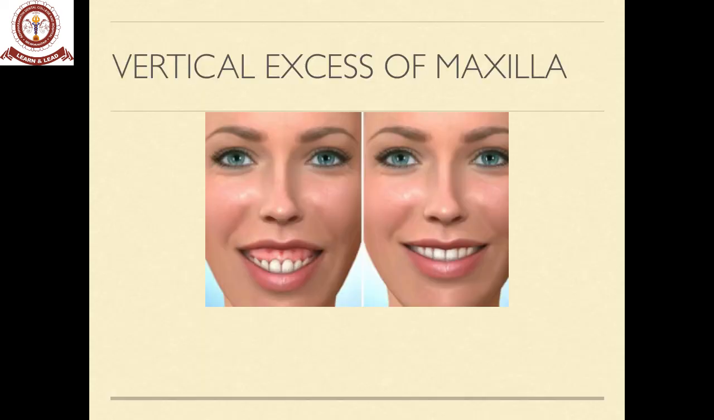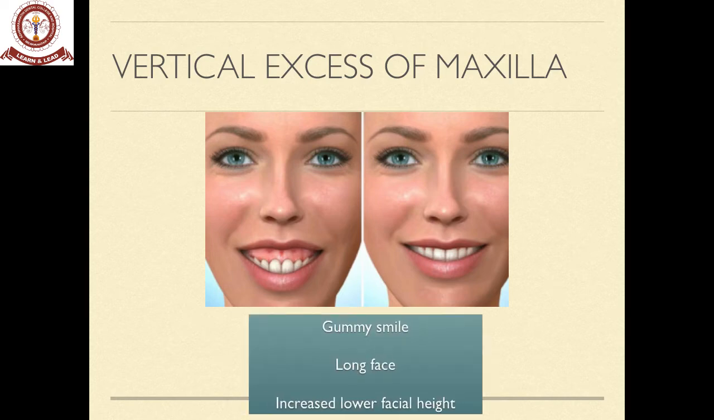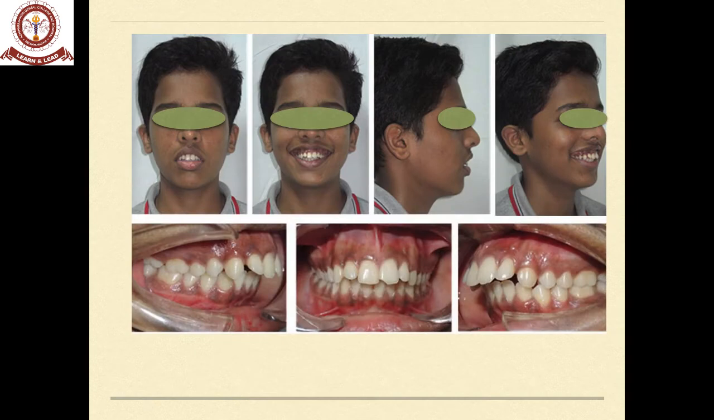Vertical excess of maxilla. So when do we call the maxilla has grown vertically more? For example, the patient might have a gummy smile or a long face. The lower third of the face will be longer. Now let us see an example. Here you can see the incisal exposure is more. The patient has a gummy smile, and when we see the occlusal records, you can see that the overjet is more. So these are the typical characteristics of a vertical excess of the maxilla.